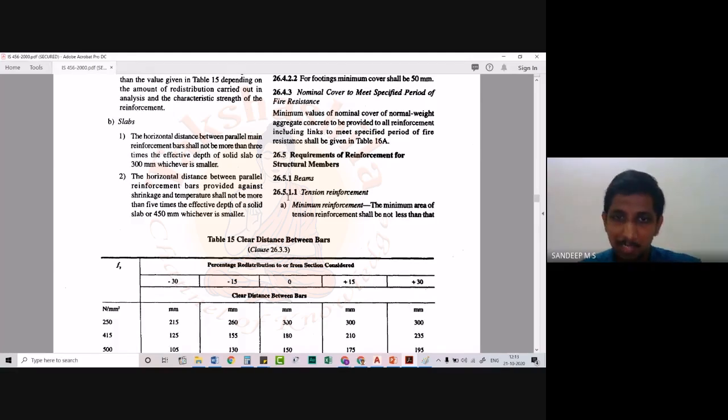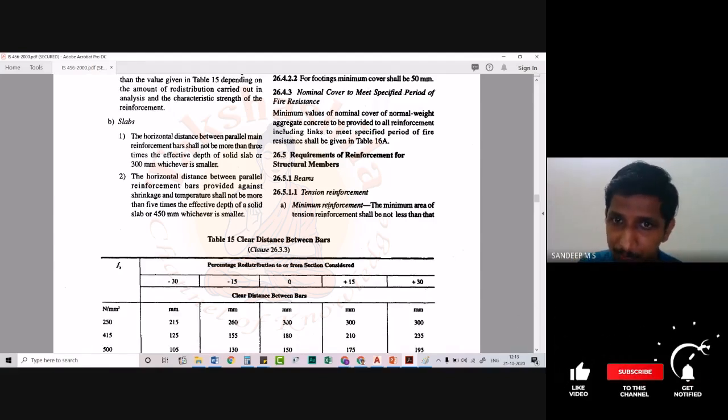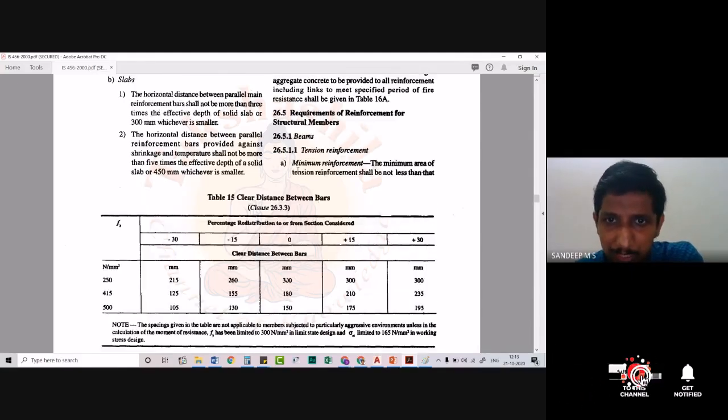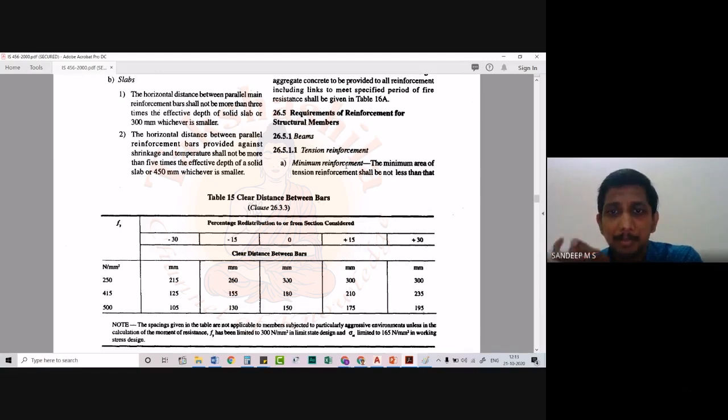Again another subclause, that is 26.5.1.1, gives details regarding tension reinforcement. That is the details regarding the reinforcement which we provide in the tension zone. Let's see what they have mentioned there very fast. In the first clause, they are telling about the minimum amount of reinforcement. I hope we have already checked this. I am not remembering. Anyway, let's see what is the minimum amount of reinforcement required.